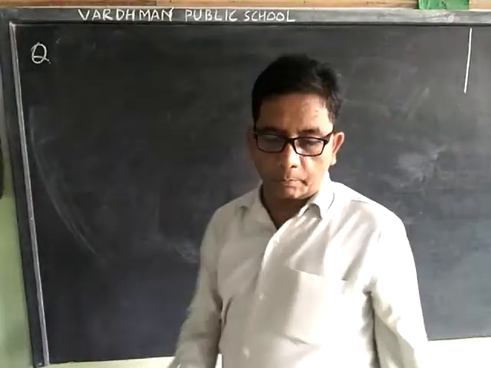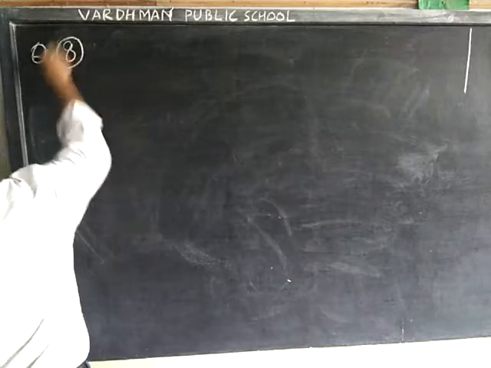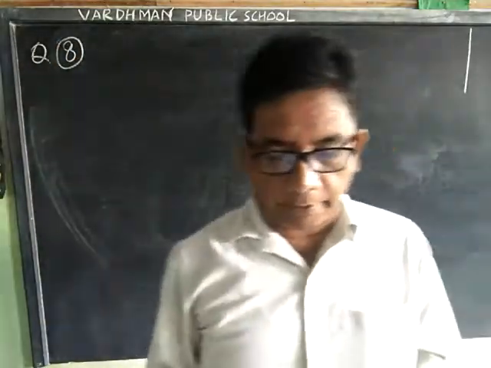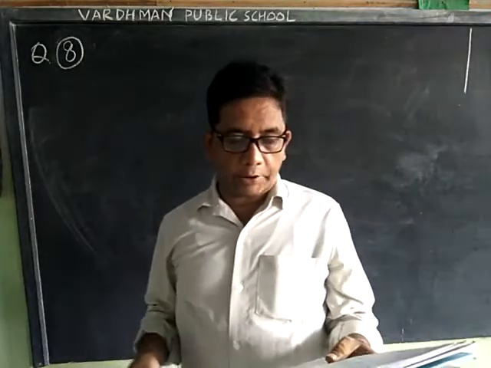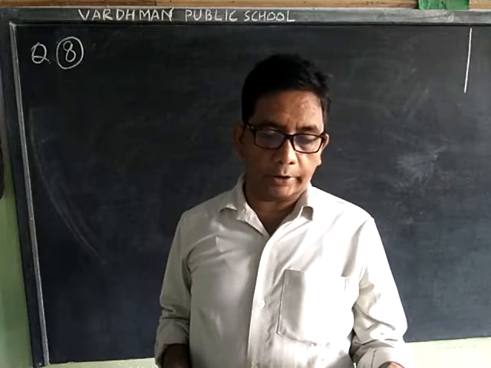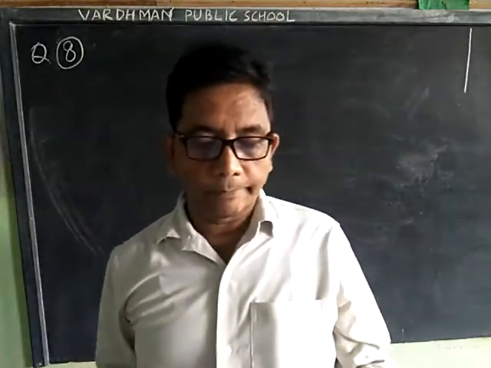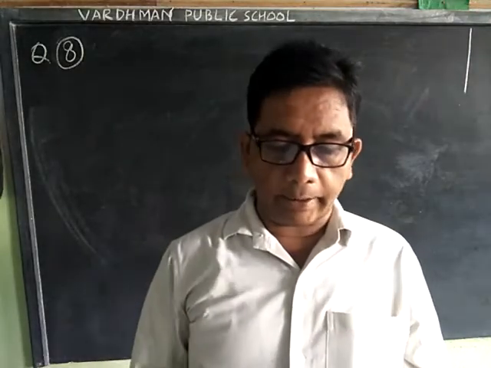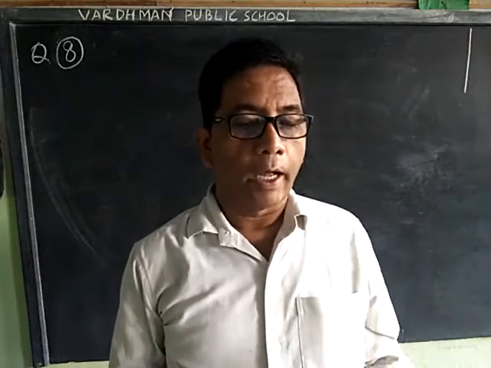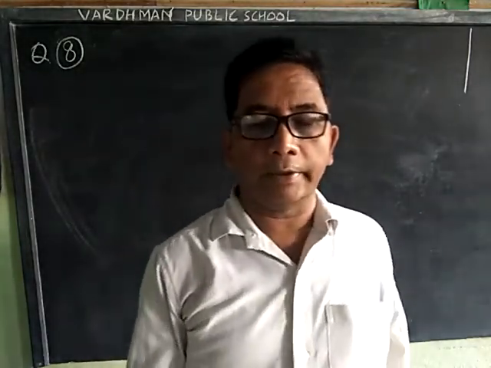Our next question, question number 8. A physical quantity x is given by x is equal to a square b power 3 upon c under root d. If percentage error in the measurement of a, b, c and d are 4%, 2%, 3% and 1% respectively, then calculate percentage error in x.